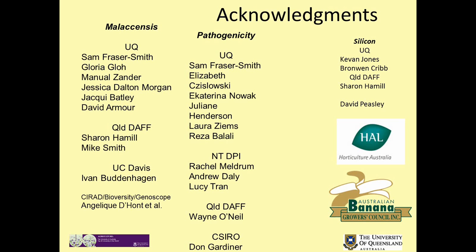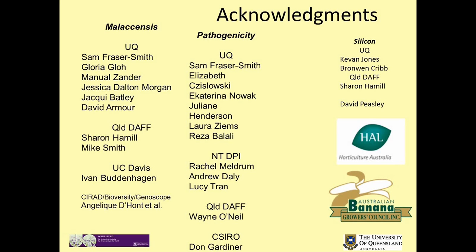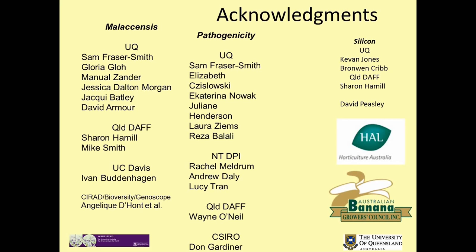Thanks. Oh, and the acknowledgements, also important, very rude of me. Much of the malaccensis work was done with Sam, with various honours students and people in Jackie Batley's group, as well as Sharon and Mike from the DPI, and initially that seed from Ivan Budenhagen. And we're very grateful that it's coincided with the point that the Banana Genome Hub or Consortium has come up with the banana genome based on the malaccensis cultivar, but not the same as ours, which has been very useful. And the pathogenicity work has been done also with Sam and Elizabeth Czeslowski, Katerina did some, she should be in that group, embryo rescue and interactions with Julian's group as well as people in the Northern Territory, and Wayne over at DPI.